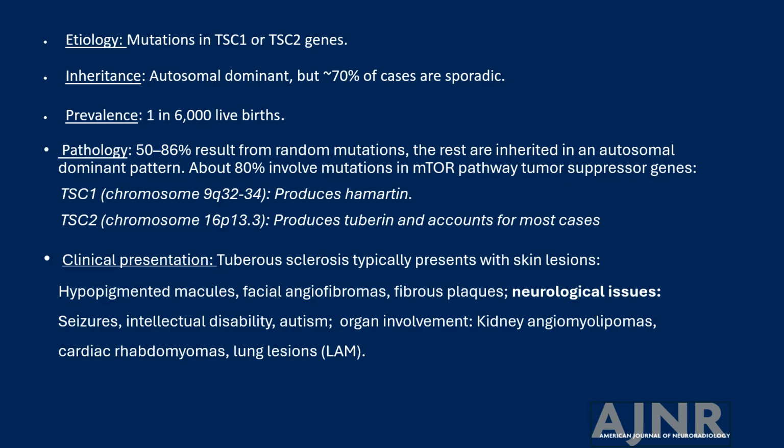Clinical presentation: tuberous sclerosis typically presents with skin lesions, such as hypopigmented macules, facial angiofibromas, fibrous plaques; neurological issues such as seizures, intellectual disability, autism; and organ involvement: kidney angiomyolipomas, cardiac rhabdomyomas, and lung lesions.